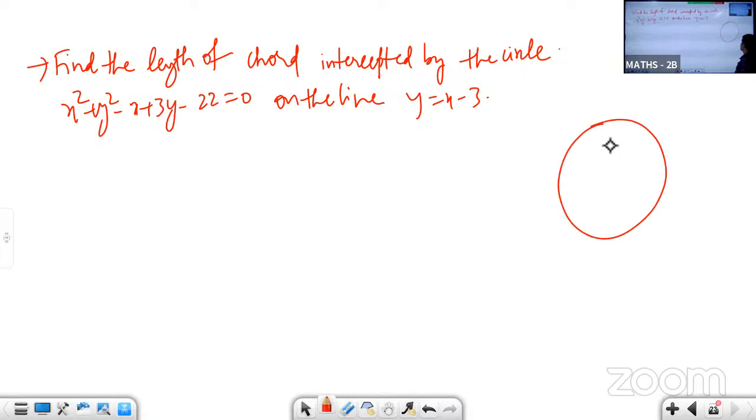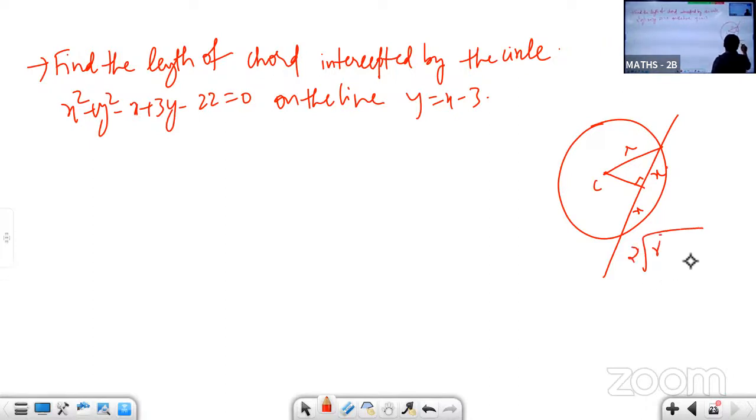See here, this is your circle, this is the chord. Chord means the line which intersects that circle at two different points. This is your center. If I drop a perpendicular, it will always be perpendicular, and this is the radius r. Now we are asked to find this length, so this will be x, and this will also be x. In order to find it, what is the formula? 2 into under root of r square minus d square. So that is your length of the chord.